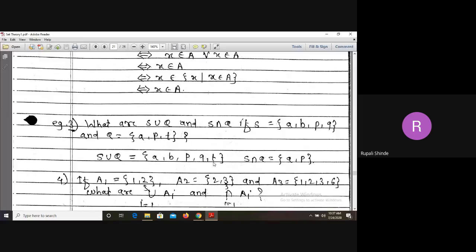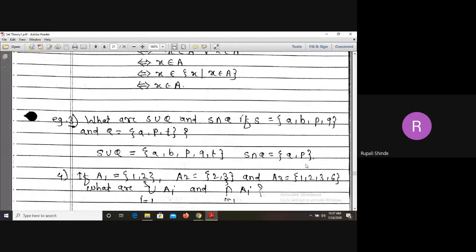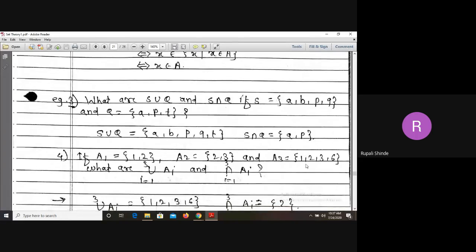In the next point we have to find the intersection of S and Q. What is the meaning of intersection? The elements that are common between S and Q. Now check, A is common, and P is common. That's why S intersection Q is equal to {A, P}. Okay. So this is the example based on union and intersection.